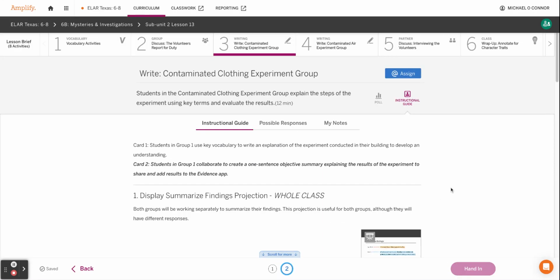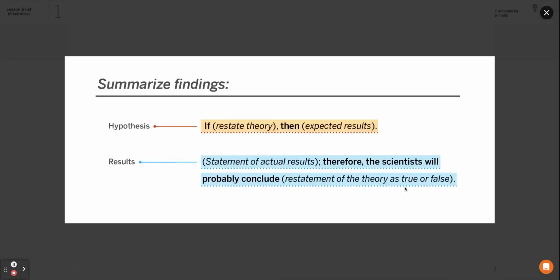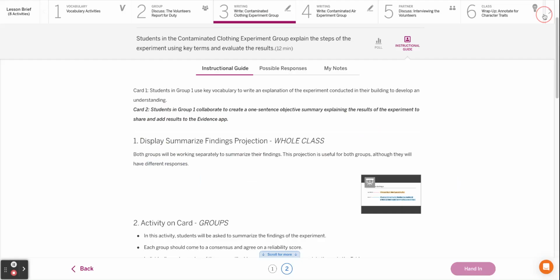On card 2, remember your if-then statements and how to explain them. Your if-then statement is like your hypothesis. If this happens, then this is the result I expect to happen. And then your results. You explain what actually happened, and therefore your scientists will conclude that your theory is either true or false. So your results are like a reverse of your hypothesis with the actual results and how that shapes your understanding of the theory.